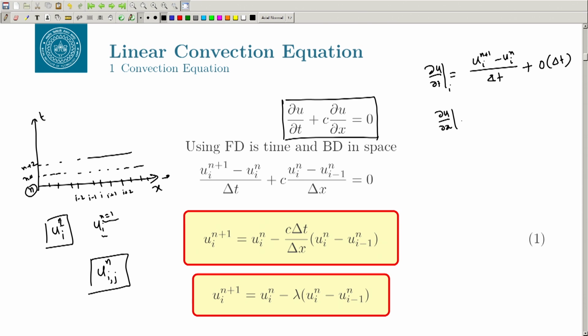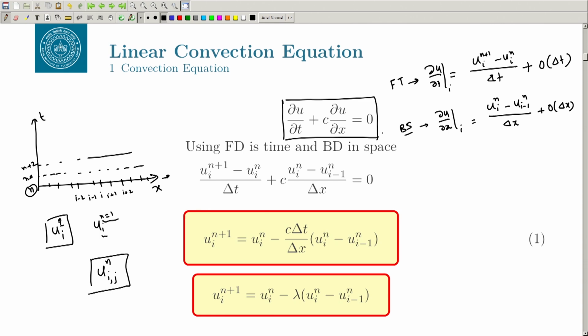So, if you do it at i, I have used forward in time, FT, forward differencing in time, and backward differencing in space, BS. This scheme is called FTBS, forward in time, backward in space. So, this is (u_i^n minus u_{i-1}^n) by delta x, and this will become order of delta x, right.